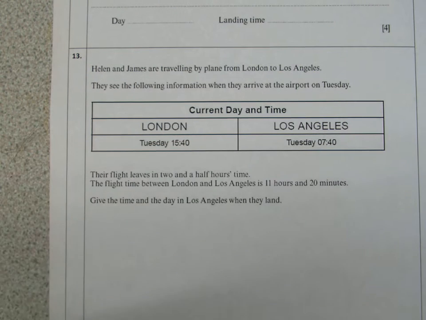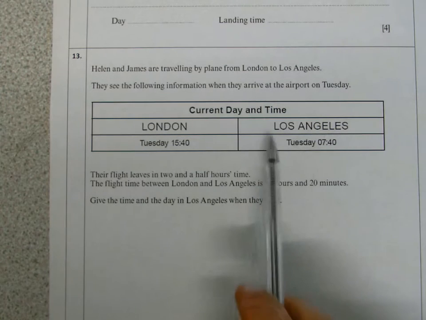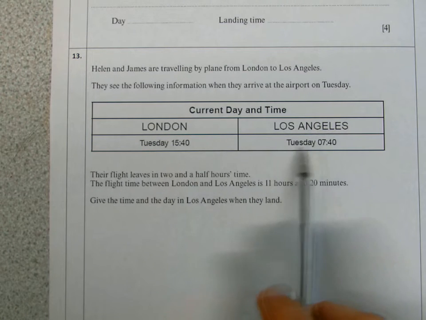Right, question 13. Helen and James are travelling by plane from London to Los Angeles. They see the following information when they arrive at the airport on Tuesday. Okay, so they got the times here, the day and time in London and Los Angeles.